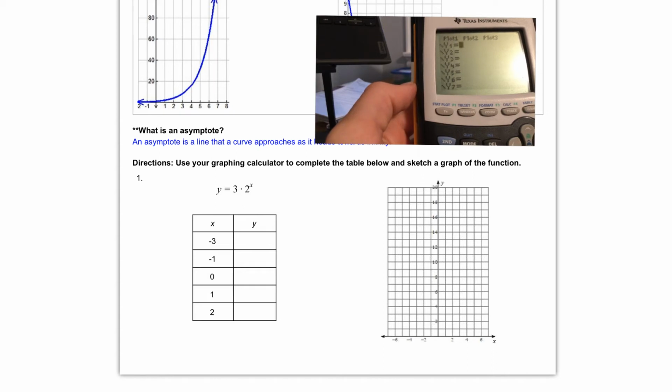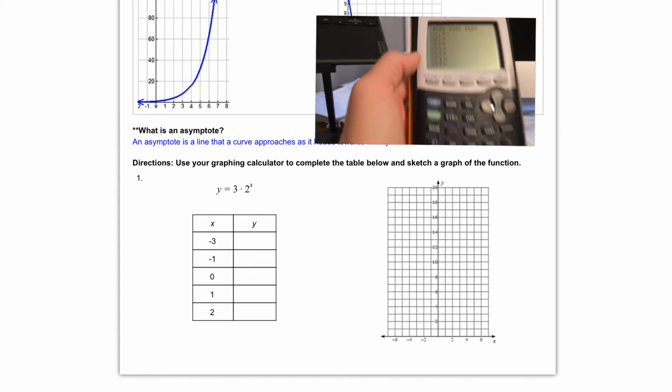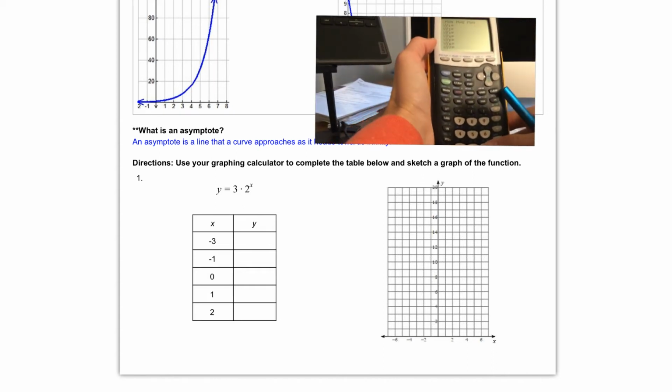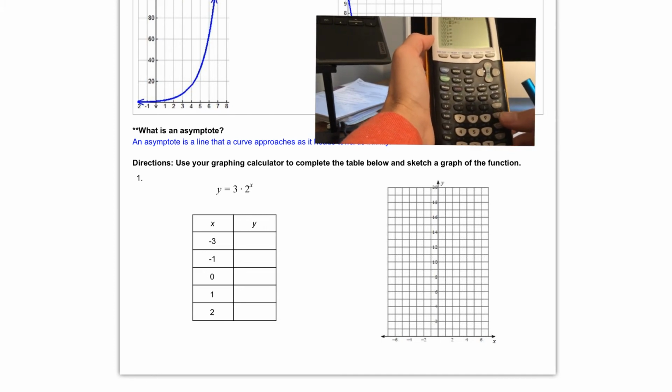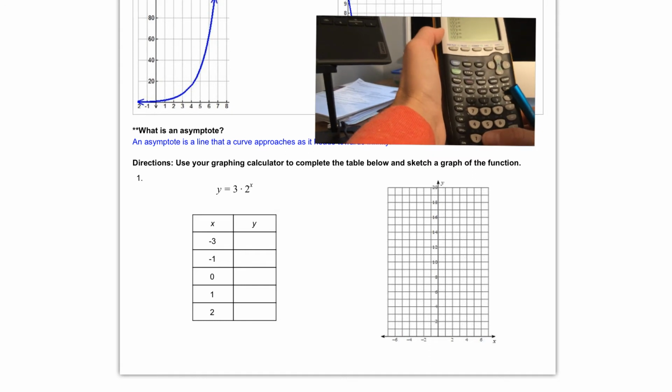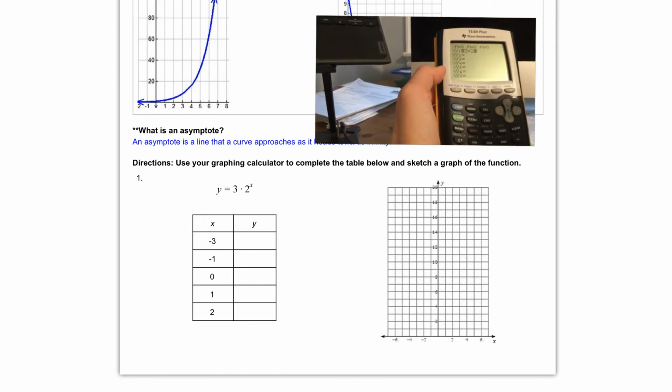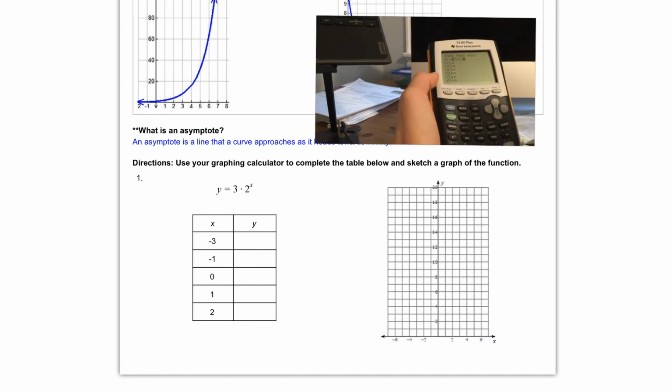To plug in the function, we want to start with the 3. So we'll enter the 3. Then we're going to use our multiplication button, times, and then 2. And then the exponent key is the next one. The exponent key is actually right above the division sign. So here's my division sign. Right above the division sign is my exponent key.